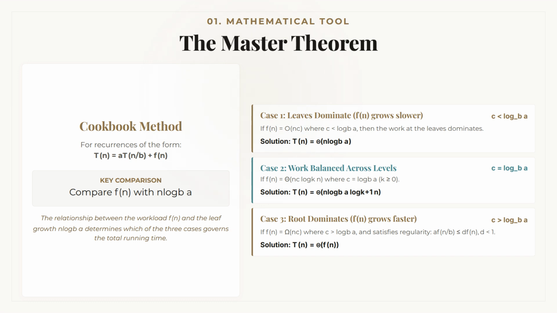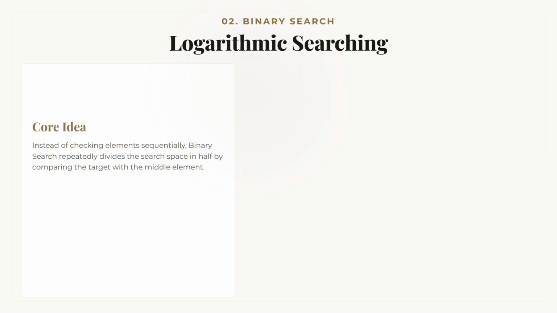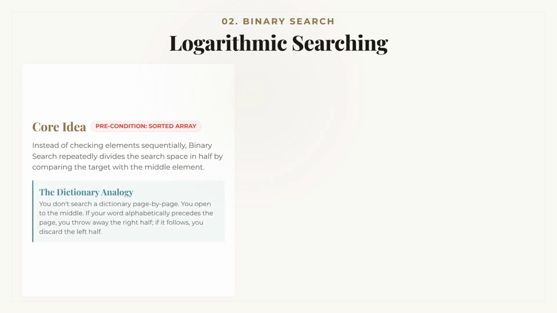Now, let us move to our first divide and conquer algorithm, binary search. Binary search is one of the fastest searching techniques available for ordered data. However, there is one important condition. The array must be sorted. If the elements are not arranged in sorted order, binary search cannot guarantee correct results. The main idea behind binary search is very intuitive. Instead of checking every element one by one, we repeatedly divide the search space into two halves.